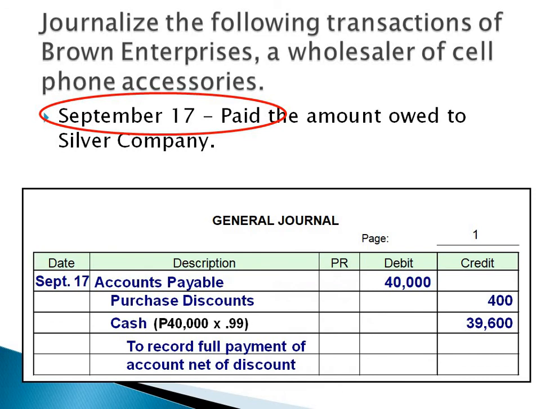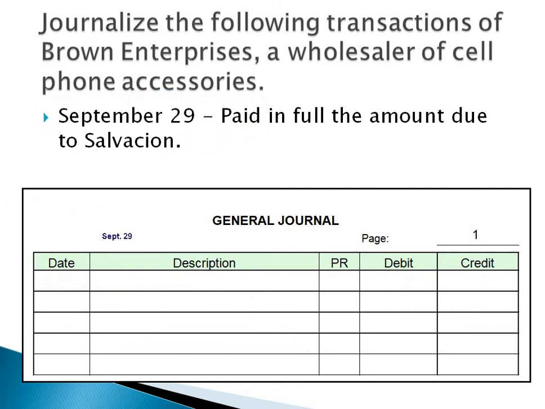Explanation now. To record full payment of account net of discount. September 29. Paid in full the amount due to Salvation. Once more, from the word paid, cash decreased. To record the decrease in cash, credit cash. But how much was the cash paid? The amount is not stated here. It simply says, paid in full the amount due to Salvation.